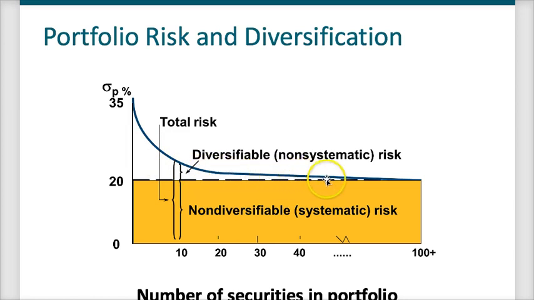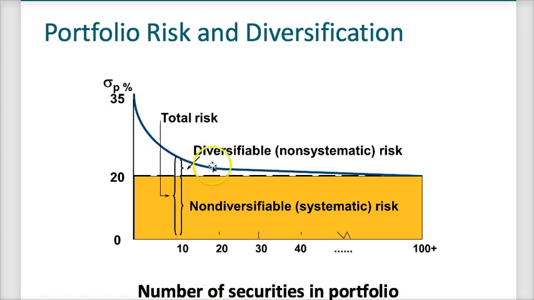And as you get to even more stocks, say like the S&P 500, you almost virtually diminish this diversifiable risk to a very low percentage. So that's why we want to have a number of securities in our portfolio to help reduce this diversifiable risk. So why have this diversifiable risk if you don't need it?